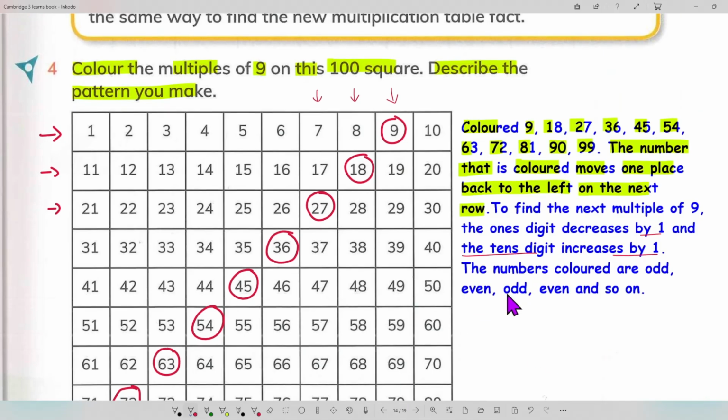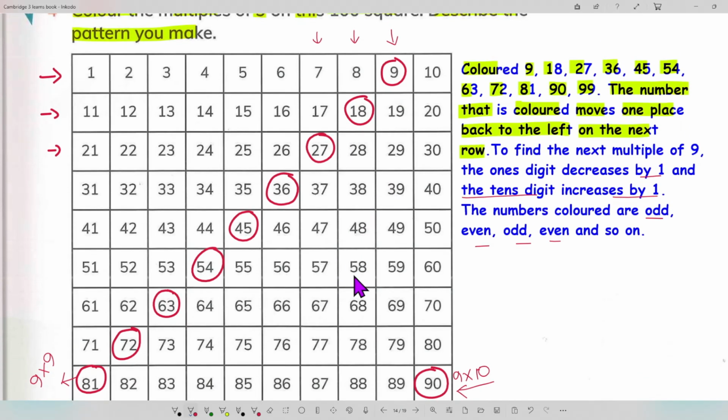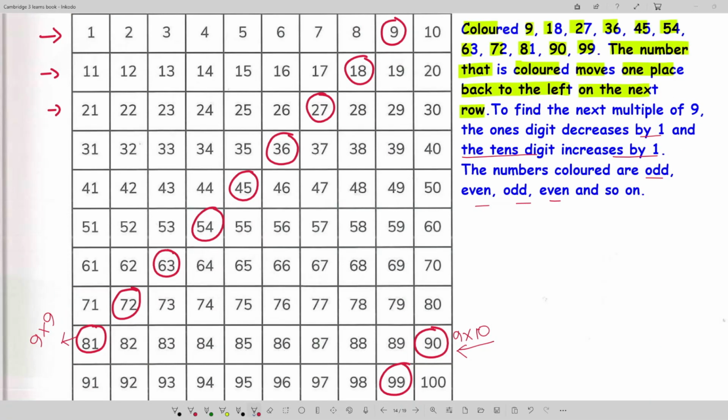Okay. Now look, the numbers that occur are odd, even, and so on. Like 9 is odd, 18 is even, 27 is odd, 36 is even, 45 is odd, 54 is even, in this way. So this is a very interesting question. I hope you are clear on this one. But if you want to describe it your own way, it's up to you. But in this table, this is a perfect one. We colored the numbers which are multiples of 9. So number 4 is done.